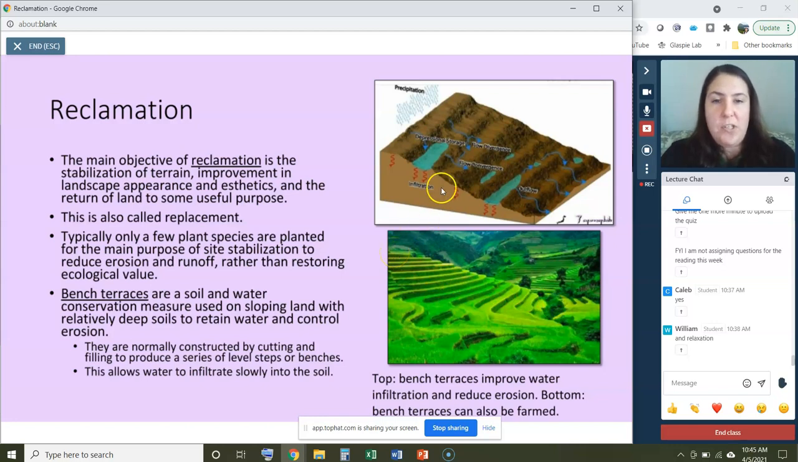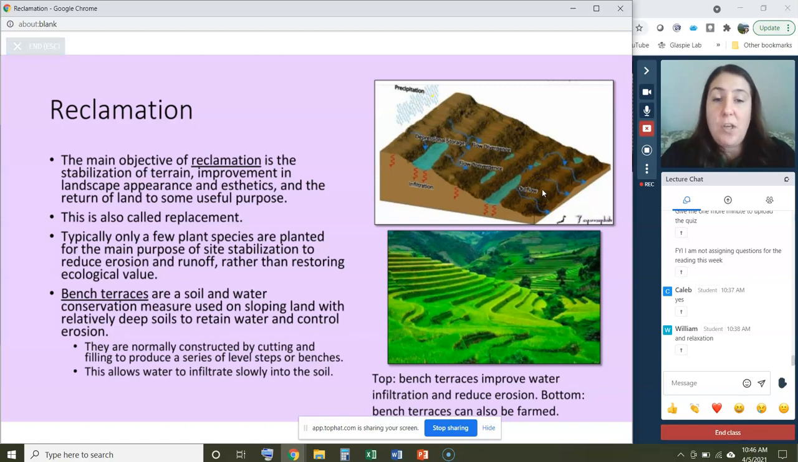So what these benches do is they can allow the water to stick around for a little while and infiltrate into the soil. And that's why this works best in an area where you have a lot of soil or deep soil, because you have a lot of room for infiltration of the water. The water will kind of percolate down and flow down in a non-linear path, which helps to prevent further erosion of these terraces.